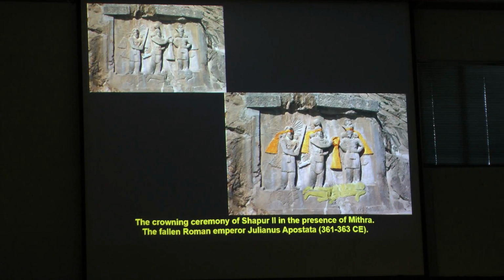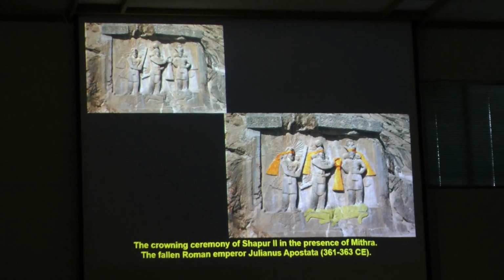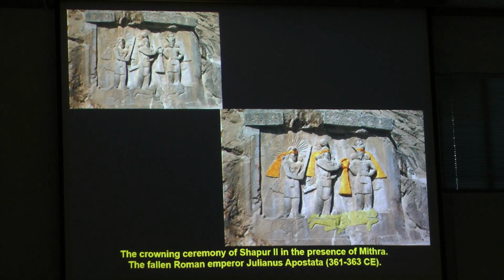The crowning ceremony of Shapur II in the presence of Mithra is another good example. The fallen Roman Emperor Julian the Apostate is humiliated. Julian's Persian War, or the Persian-Roman War, was the last undertaking of the Roman emperor, and began in March 363. It was an aggressive war against the Persian Empire ruled by the Sasanian king Shapur II.